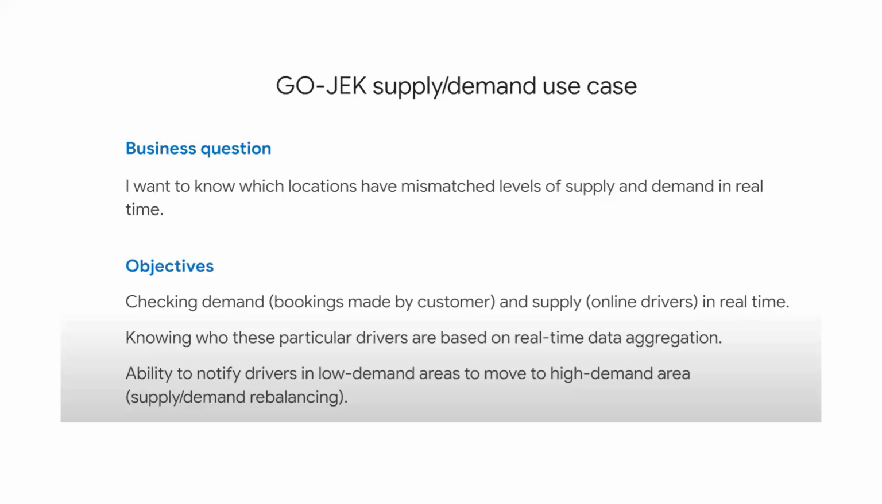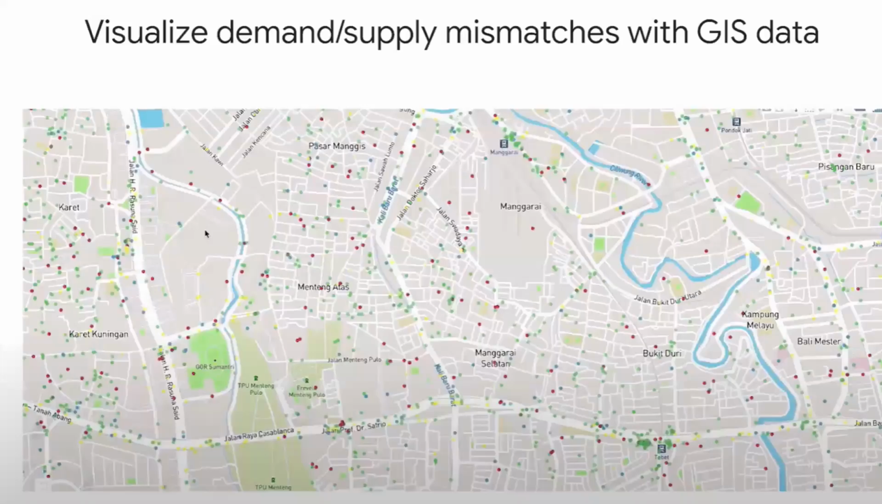So how did they solve this problem? They created applications. With these applications, wherever you see the green dots, those are where cabs are available, and the red dots are the regions where people are booking new cabs and the cabs are not available.